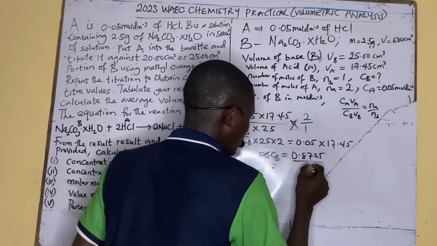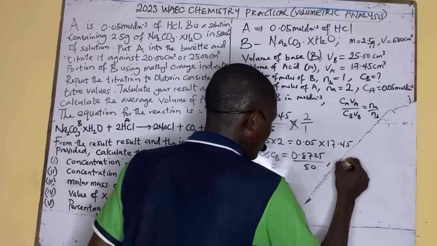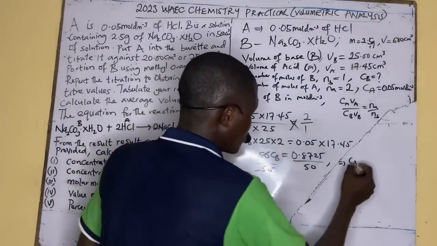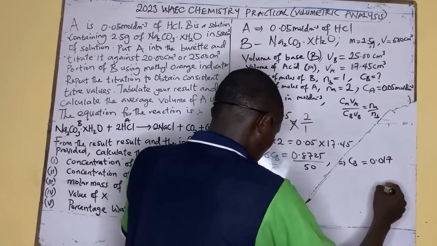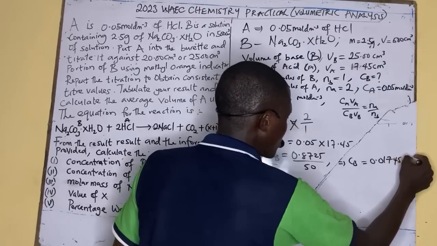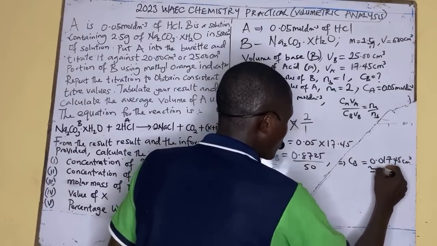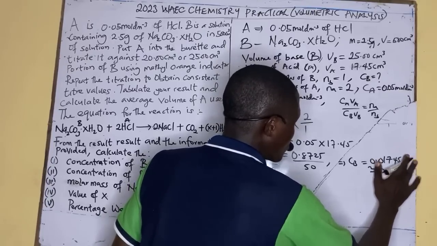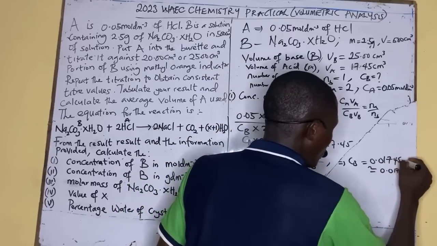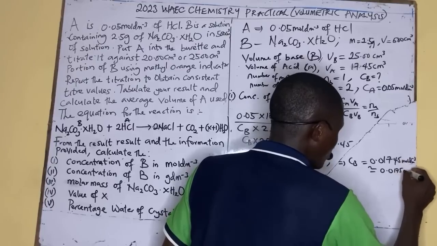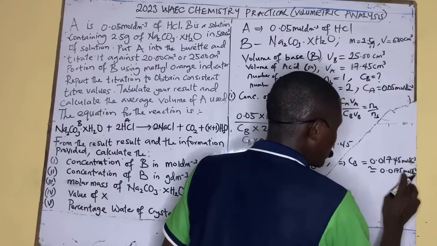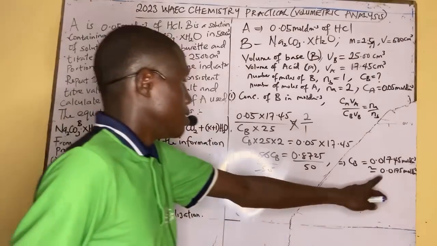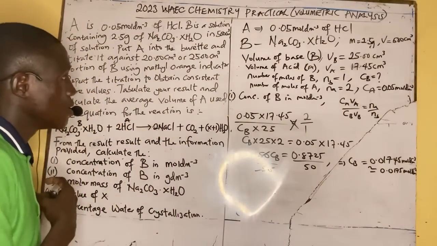This one cancels out, so we have CB now. Divide this one by 50, we have 0.01745. If I approximate this now, we are going to have 0.0175 mole per dm cube. Sorry, not centimeter cube, mole per dm cube. We are calculating concentration, so it's mole per dm cube. So we are going to use that now in calculation.